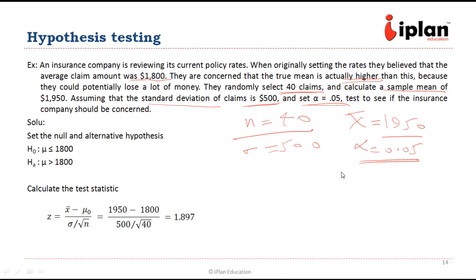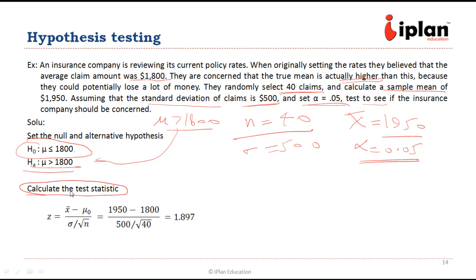Based on this significance level, we need to find the critical values, and we are testing if the assumption which the company is making is true. That is, whether the true mean is higher than 1800. So that should be our alternative hypothesis, that true mean mu is greater than 1800. Automatically the null hypothesis becomes mu is less than or equal to 1800.